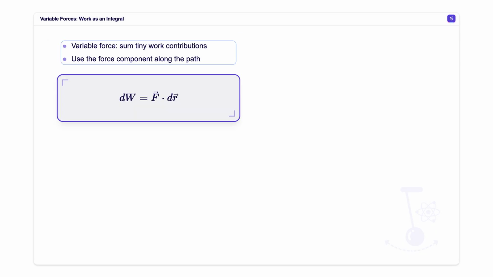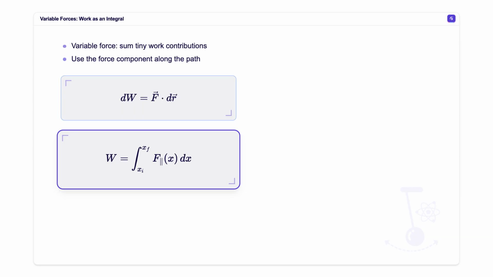The tiny amount of work, called dW, equals the force vector dot the tiny displacement vector, dr. The dot product means only the part of the force pointing along the motion transfers energy. In one dimension, that becomes work equals the integral from the initial position to the final position of the parallel component of force as a function of x times dx. For AP Physics C, this integral form is the main definition of work when the force changes with position.